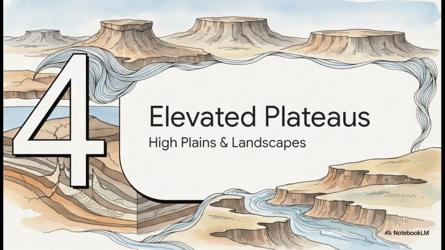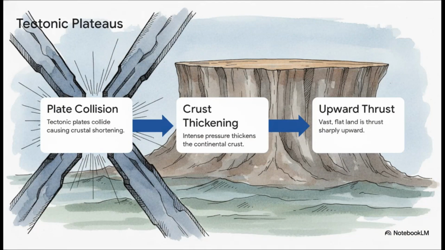Section 4. We are shifting gears to plateaus, the elevated tablelands. So how do you get a massive flat piece of land thousands of feet in the air? Well, the first way plateaus form is through endogenous tectonic uplift, specifically a process called crustal shortening. When massive tectonic plates collide, the incredible pressure doesn't just fold the edges into mountains, it can actually thicken the continental crust way behind those mountains, thrusting entire vast flat regions straight up into the sky.